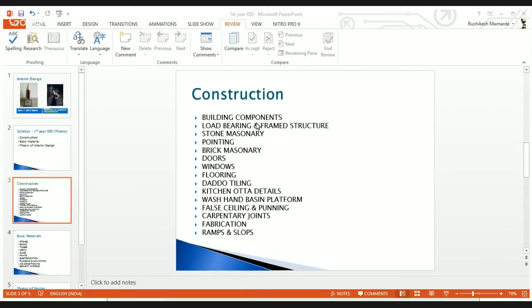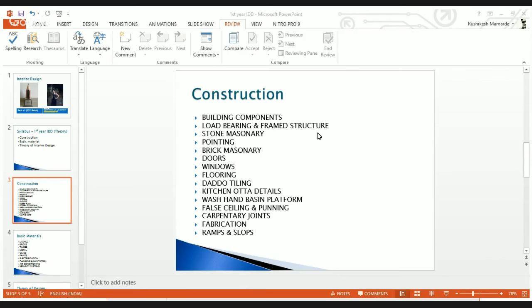Then the next is load bearing and frame structure. As I told you, there is a component called the column on which a building stays, which bears the load of the building. So there are basically two types of buildings: one is the load bearing structure and the second is the frame structure.